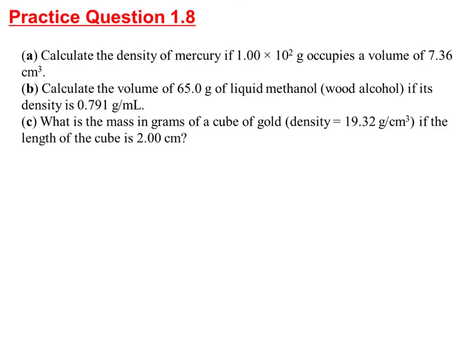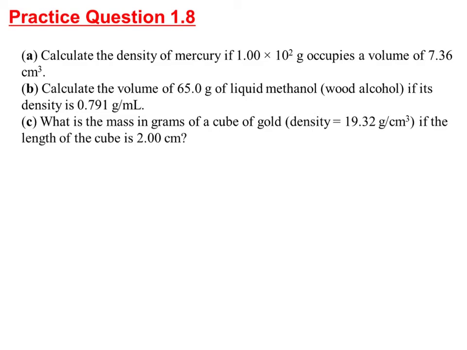Okay, the second part of this question is: calculate the volume of 65.0 grams of liquid methanol if its density is 0.791 grams per milliliter. So here we're looking for volume. We have the mass, which is equal to 65 grams, and we're given the density, which is 0.791 grams per milliliter.